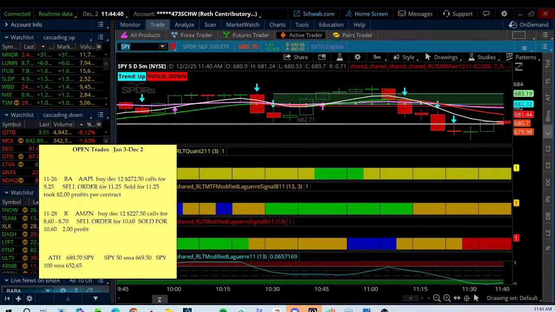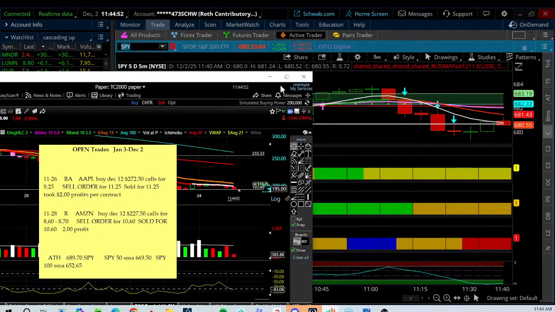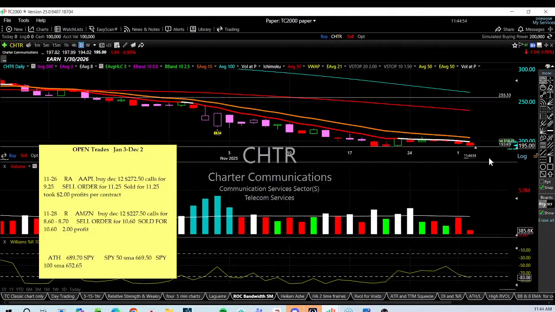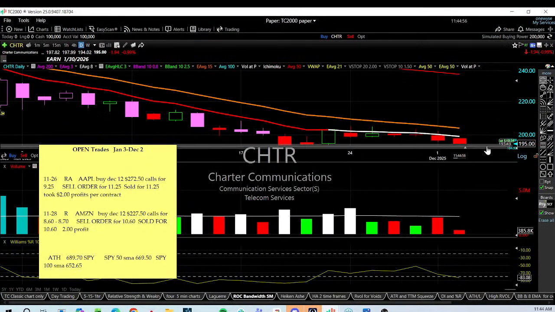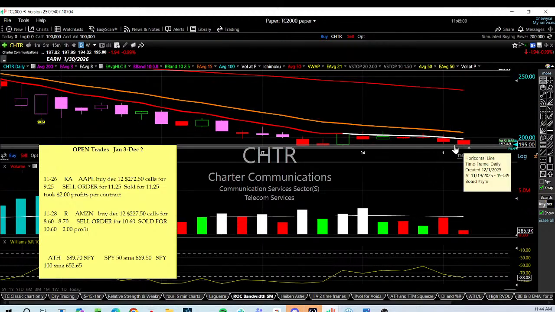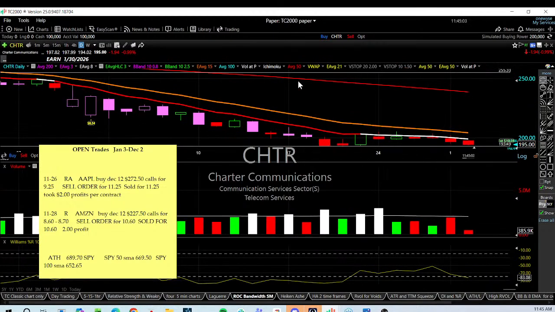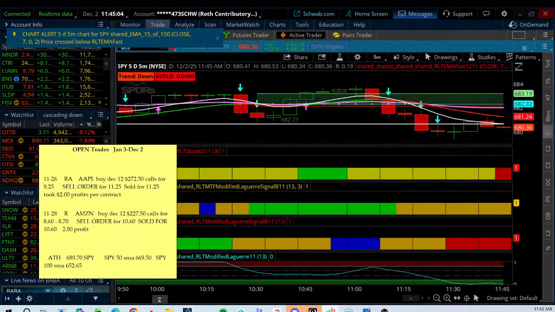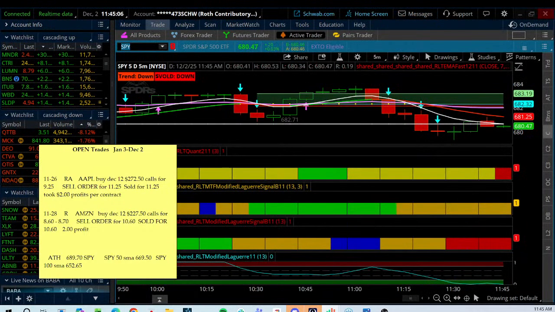Am I still in Charter? I am still in Charter. I changed my target from 122 to 115 because it's hovering. The reason I did that is, look at this, it's holding this support level right here, this 193.49. So I'm close to profits on it. I'm going to take it off because that support level's held quite a bit. So I'm not going to push this to get to 122. I'll see if I can take it off at 115.